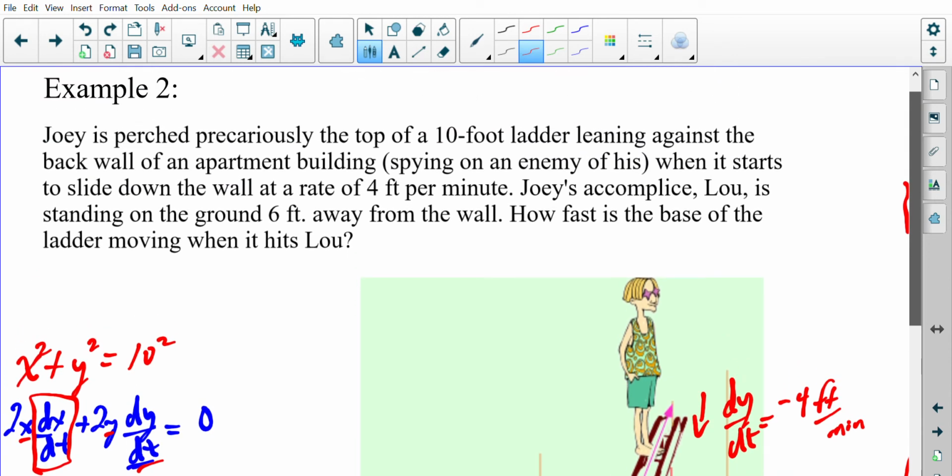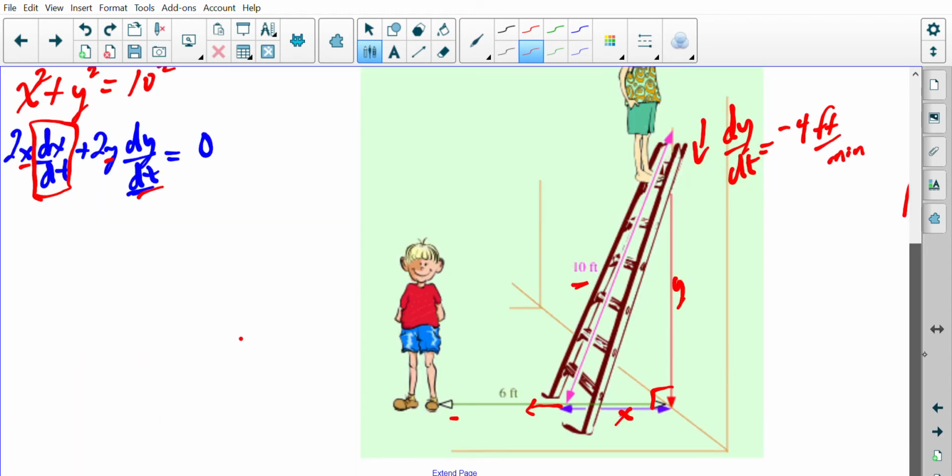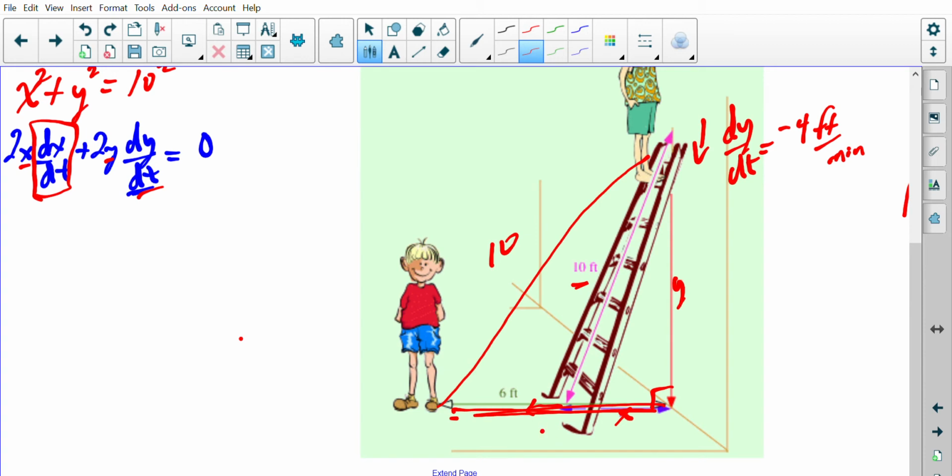Lou is standing 6 feet away from the wall, so it wants to know how fast the base of the ladder is moving when it hits Lou. So when it hits Lou, look at x. The ladder's going to look like this at this point. So this is going to be 10. This measurement on the bottom at the very instant that they're talking about is going to be 6. So now I know x equals 6.